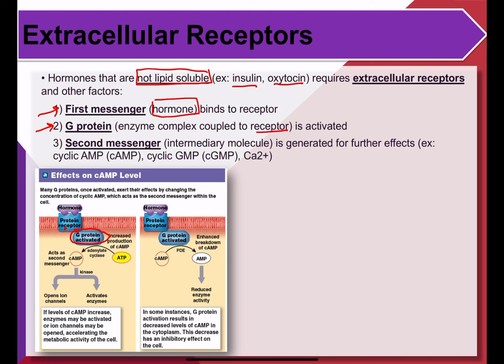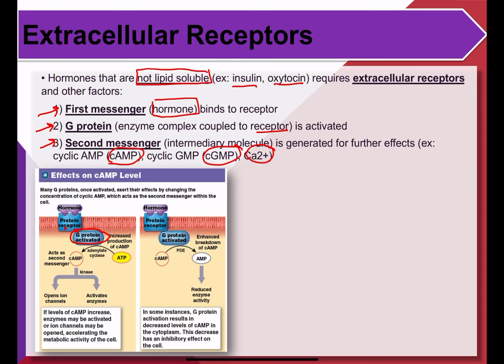Okay. The third thing it needs is a second messenger, which we usually call some sort of intermediary molecule, generated for further downstream effects. For example, cyclic AMP is a common second messenger. Cyclic GMP is a common second messenger, or even calcium ions. And we kind of saw cyclic AMP and cyclic GMP when we were talking about those special senses.